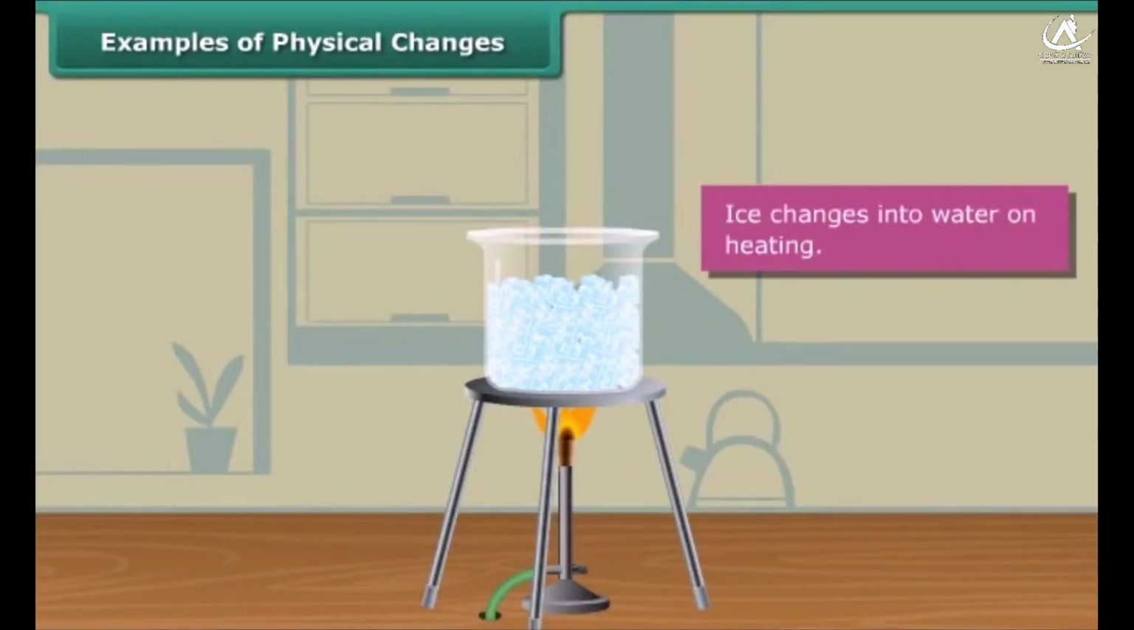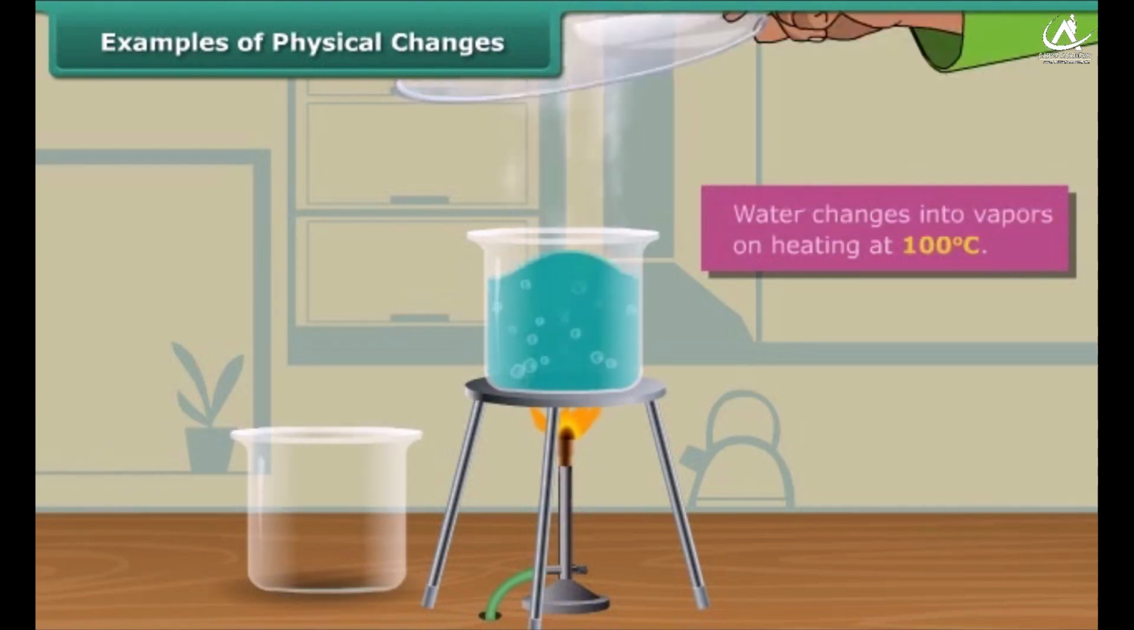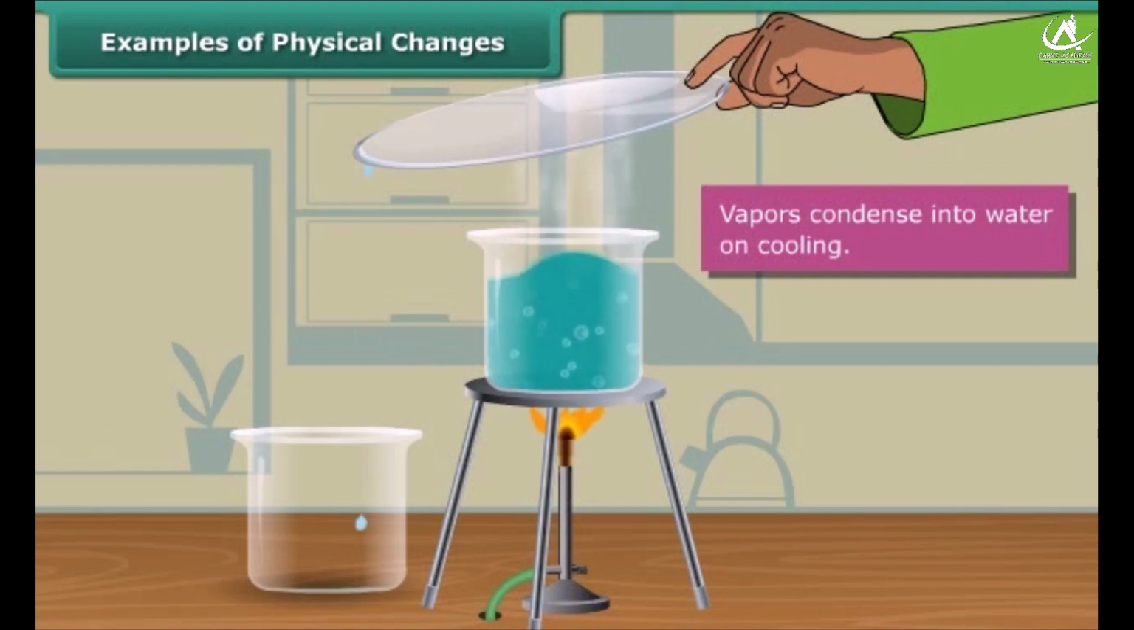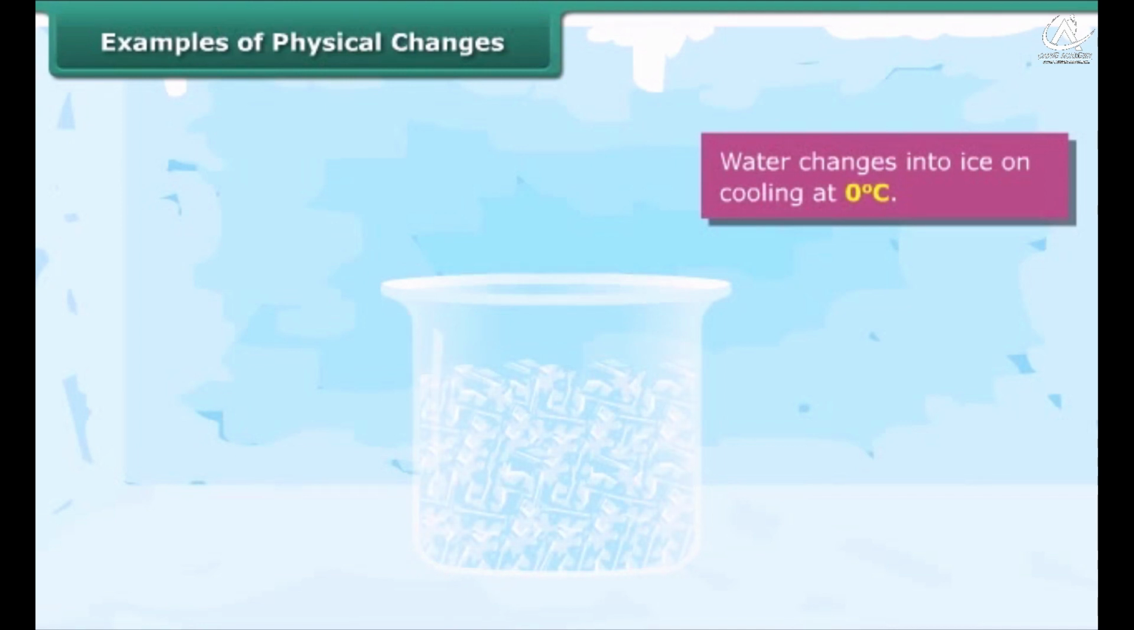Children, on heating, ice changes into water. When this water is heated to 100 degrees Celsius, it changes to vapors. These vapors on cooling change to water. And when this water is cooled up to 0 degrees Celsius, it converts to ice. So, in the whole process, water changes only its state, and the chemical composition of water remains the same.